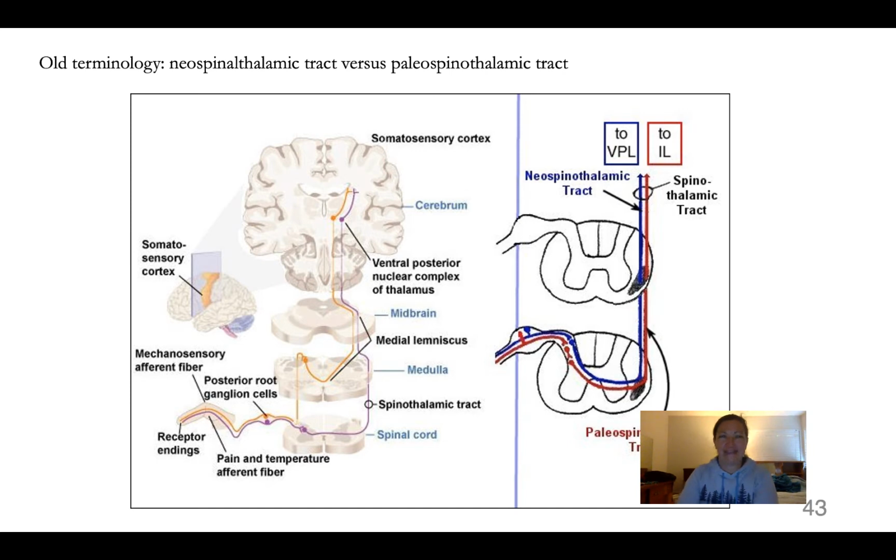Right. Okay, I think this is where we ended. So before we get into the details of the anterolateral system and take it step by step, I just wanted to follow up on this sort of old terminology.